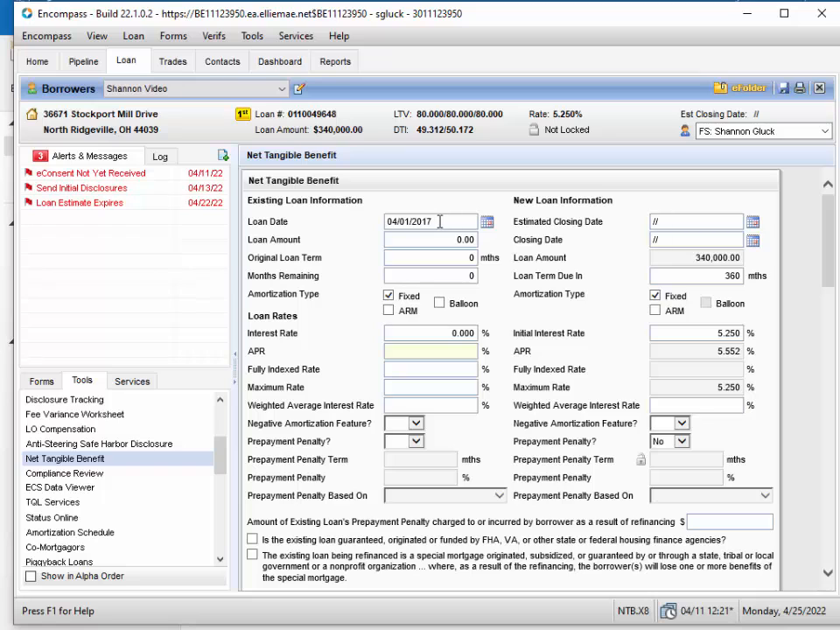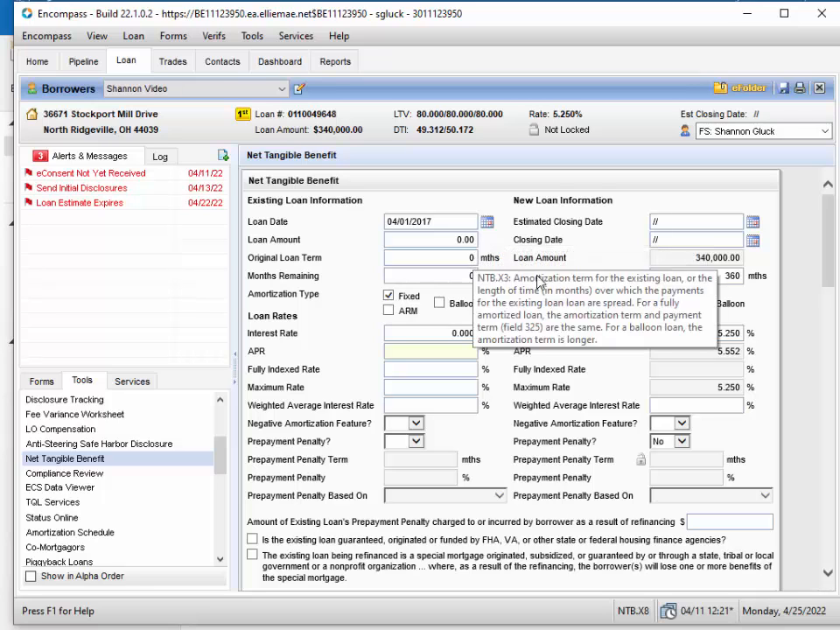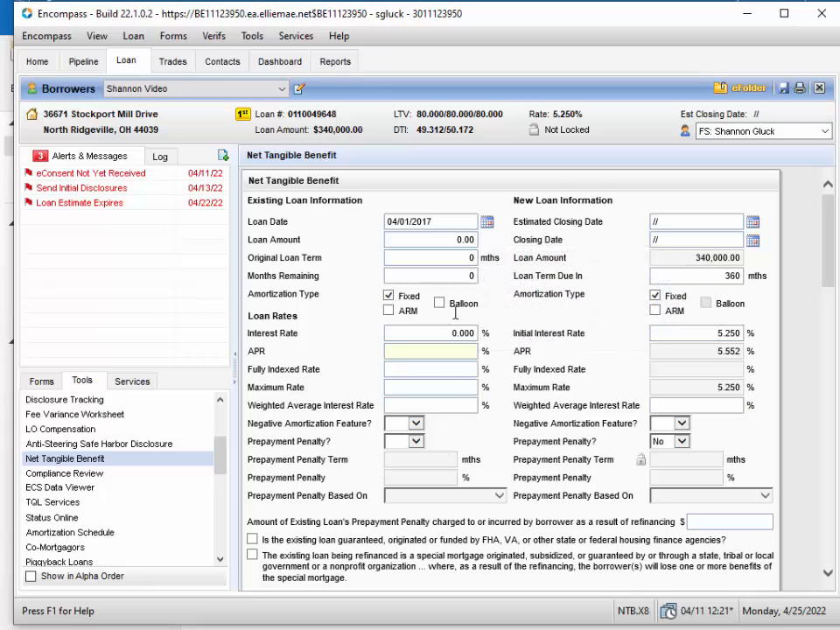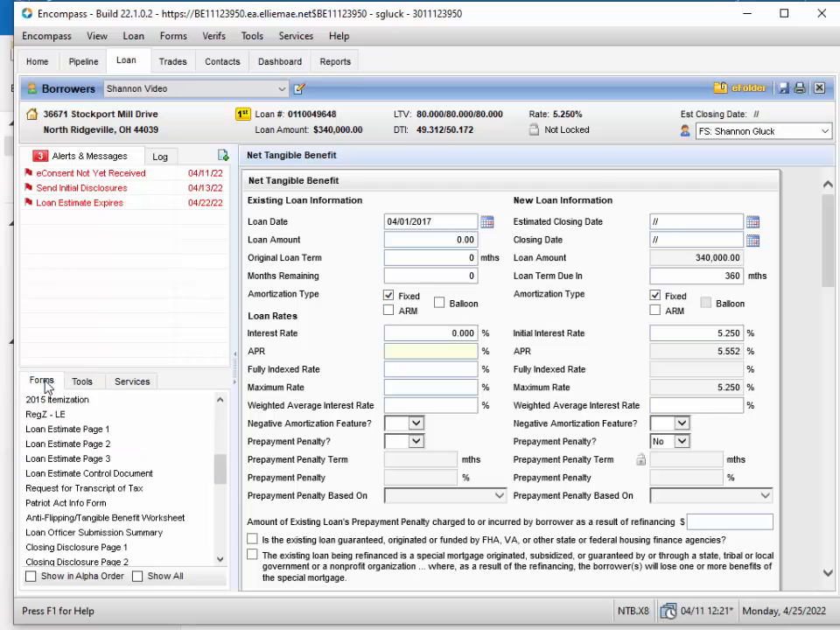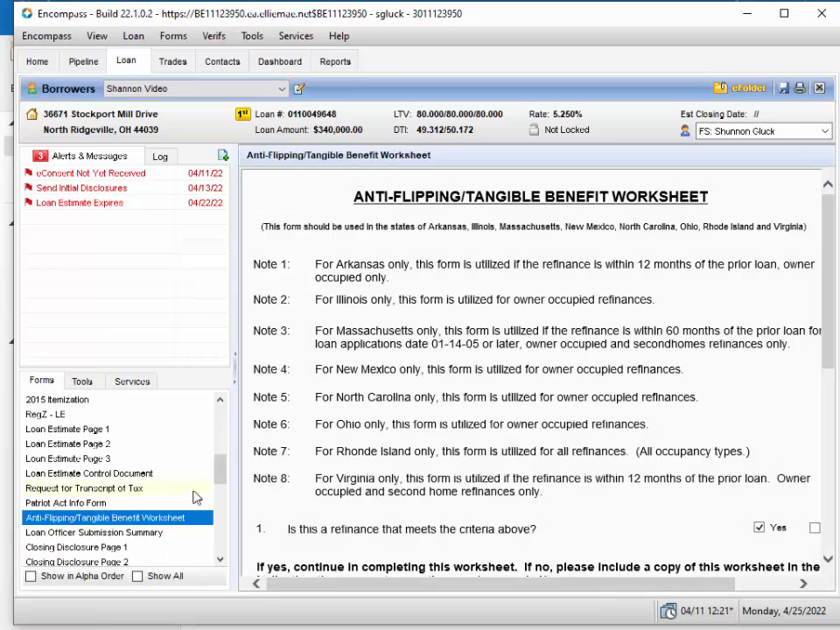So again, on a house that they have no mortgage on, it's owned free and clear, you're just going to need to put zeros in there. Then when you generate your e-disclosures, it'll generate the net tangible worksheet and the anti-flipping tangible worksheet as well.